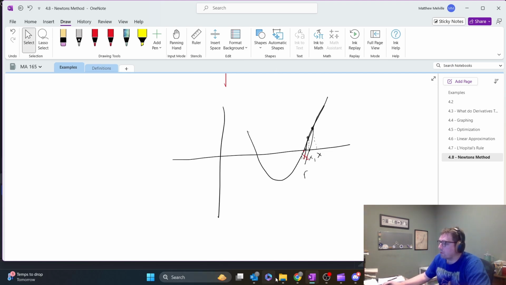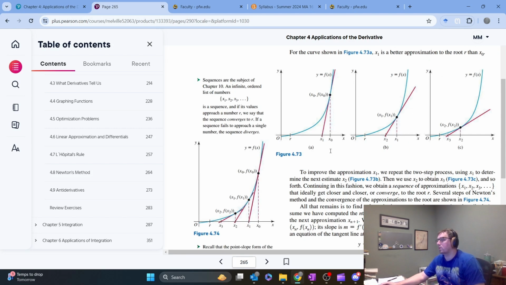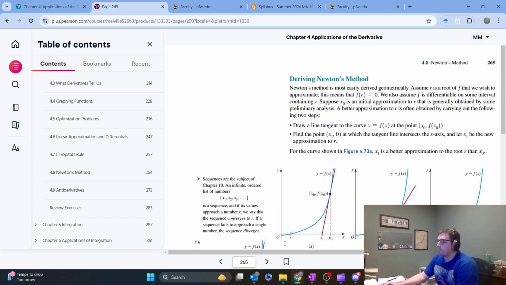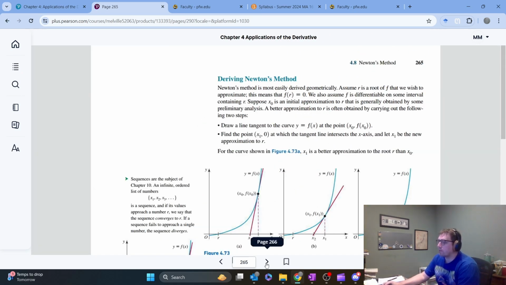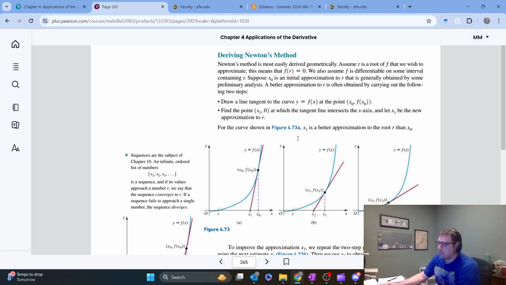Let me give you some better pictures. I'm going to go to the textbook on this one, which I don't normally do. We have these three pictures. So we have this line right here, and the tangent line. Our initial point is x0, with the tangent line at that point. Then we have x1, it goes straight up to the new point.